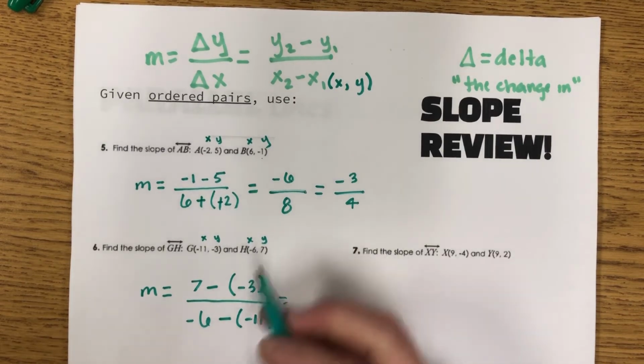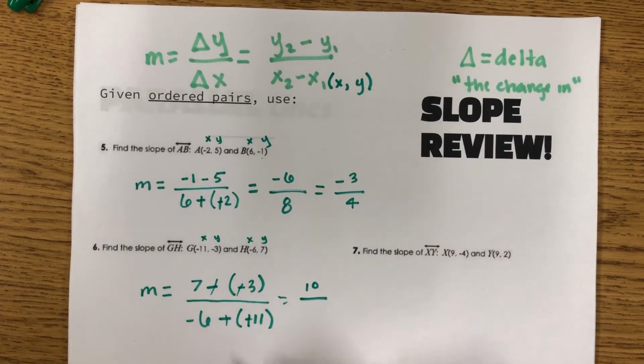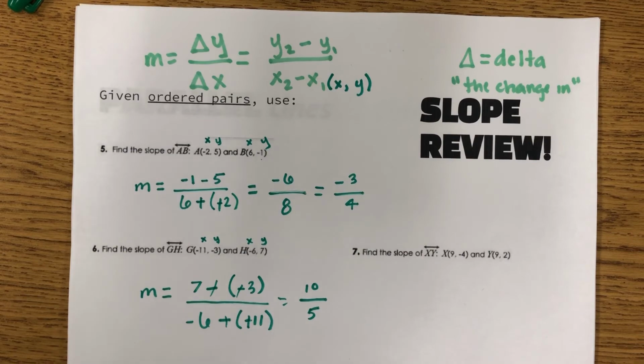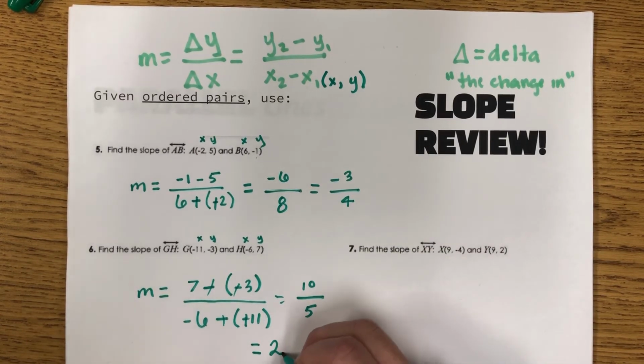And now we solve. So 2 negatives equal a positive, that is 10, over negative 6 plus 11, which would be 5. When the signs are different, you subtract and keep the sign of the bigger number. Well, we're subtracting these two, and the sign of the bigger number is a positive, so we're going to keep it as a positive. This can also be simplified, so be sure to simplify that. They are both divisible by 5, so 10 divided by 5 is 2, 5 divided by 5 is 1, and so we are left with slope is 2.